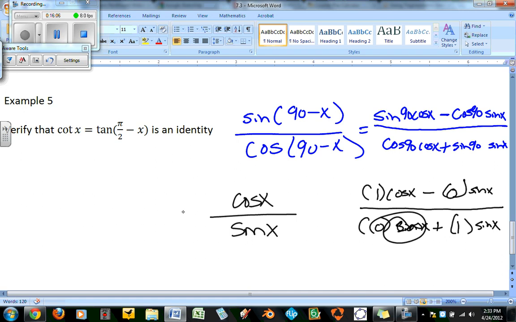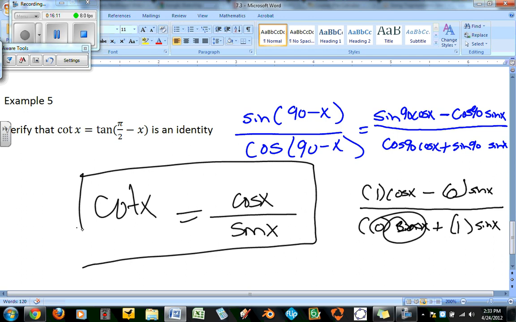Cosine x over sine of x equals cotangent of x. So that did end up working out. Well, I'm glad it did. I hope this helps. We'll see you in class.